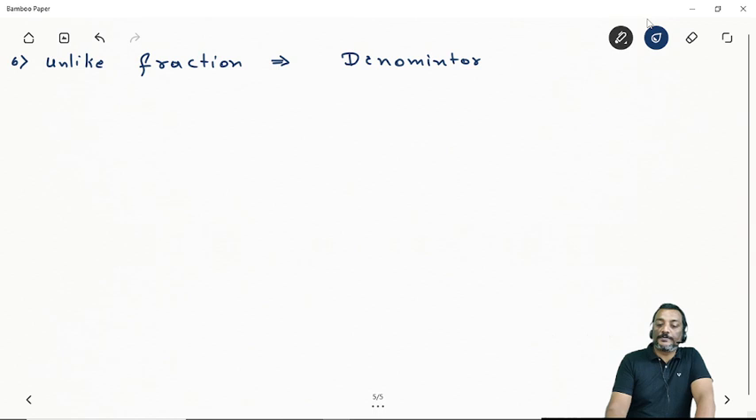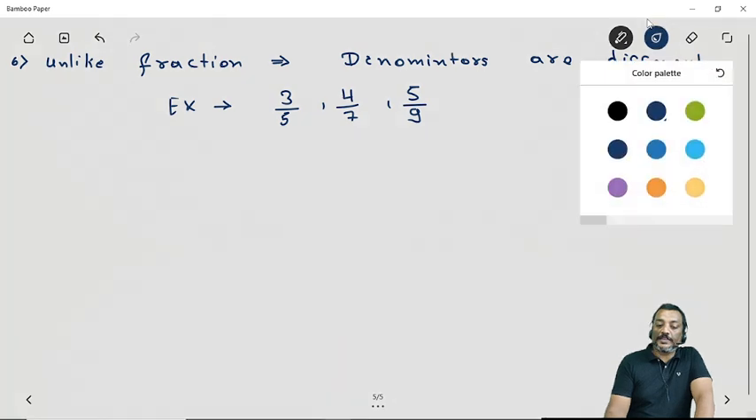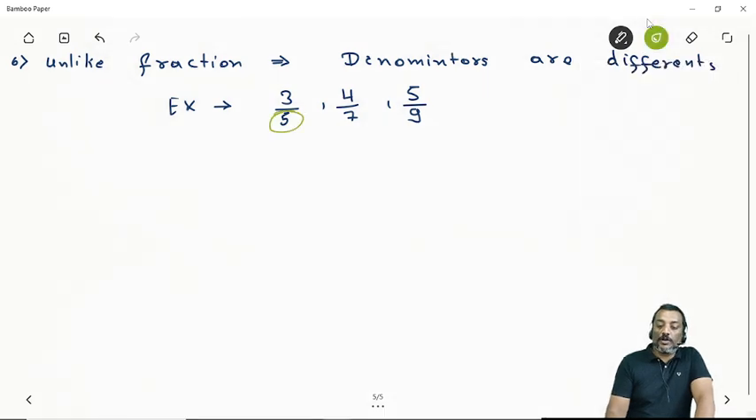Denominators are different. Okay, these are called unlike fractions. You can see examples like 3 over 5, 4 over 7, 5 over 9. So you can see in all these fractions, all denominators are different. So these all are considered as unlike fractions.